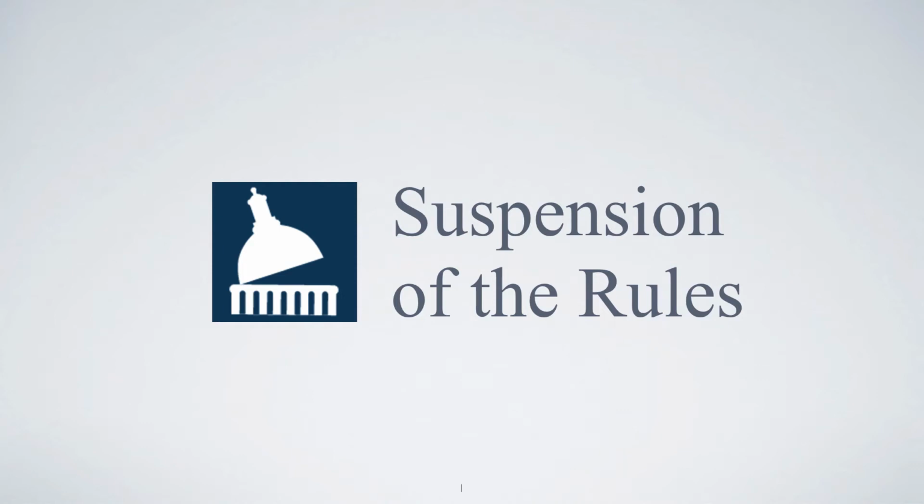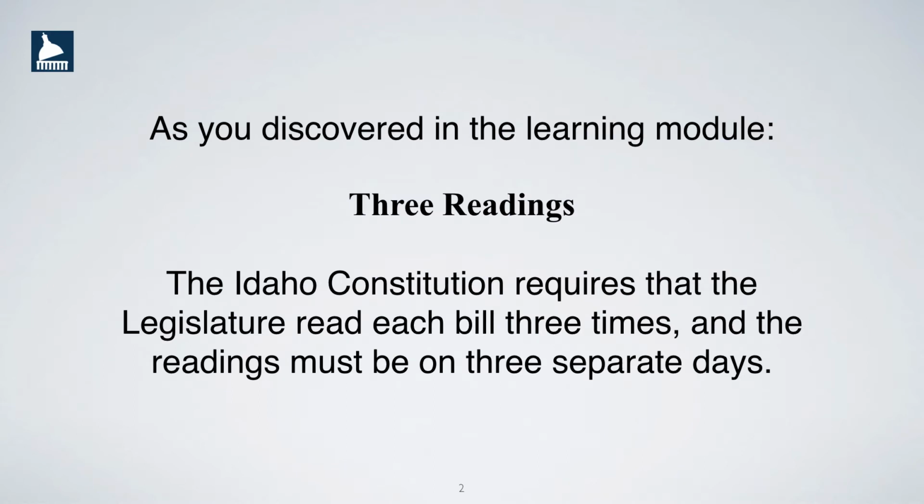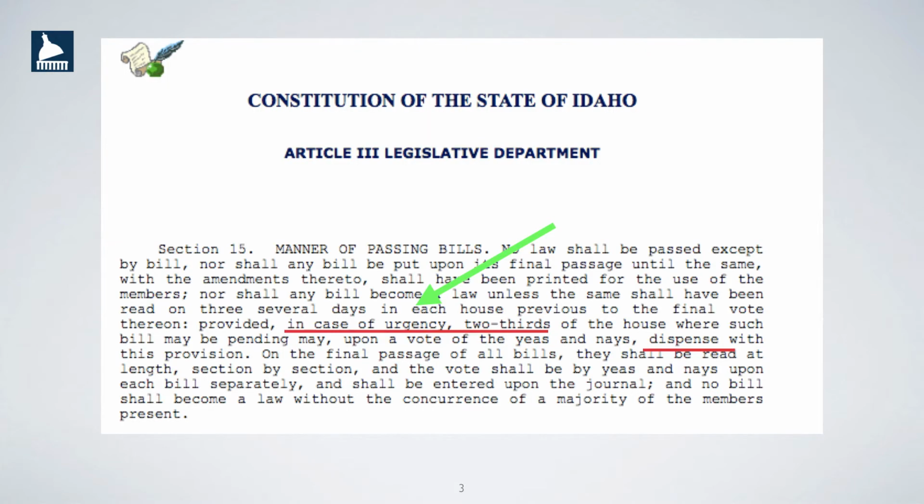Welcome to the learning module, Suspension of the Rules. As you discovered in the learning module, 3 Readings, the Idaho Constitution requires that the legislature read each bill 3 times, and the readings must be on 3 separate days. The Constitution does allow one important caveat that the legislature uses regularly. The Constitution allows that in case of urgency, the House can vote to dispense with the separate day requirement.